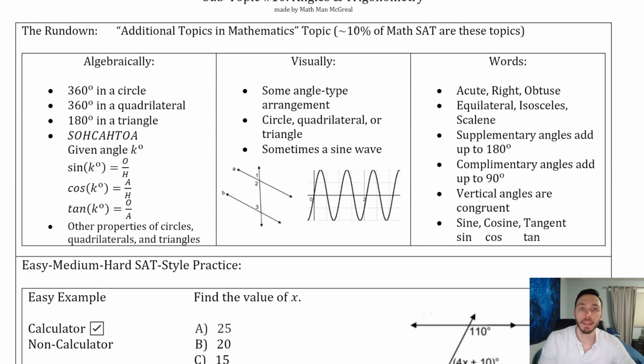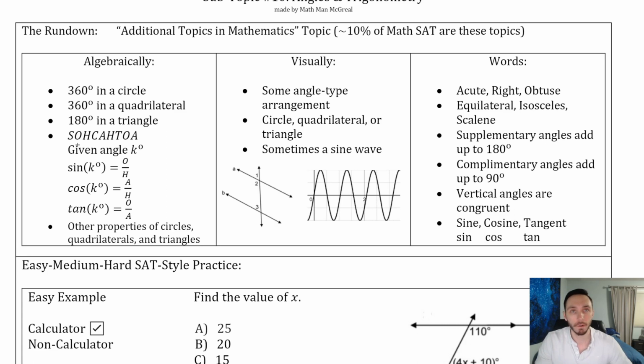For the angles and trigonometry aspect of things, you should know 360 degrees in a circle, 360 in a quadrilateral, and 180 in a triangle. SOHCAHTOA is your best friend. If you're going to see any trig, which you'll probably see 1 or 2, I very rarely see 0. I usually see 1 or 2 trig problems. SOHCAHTOA is the way to go.